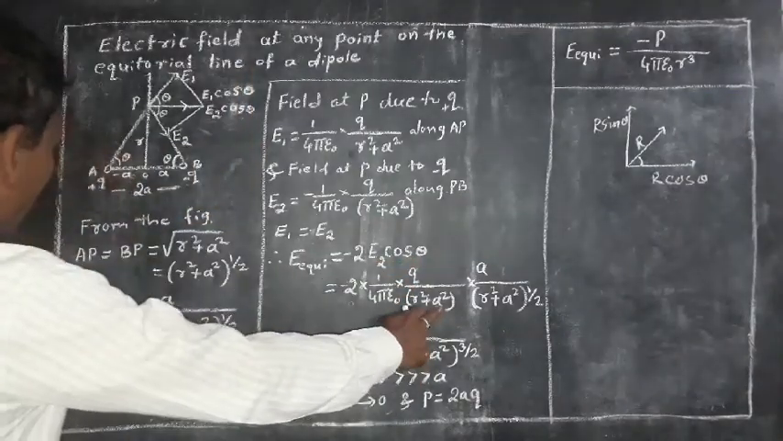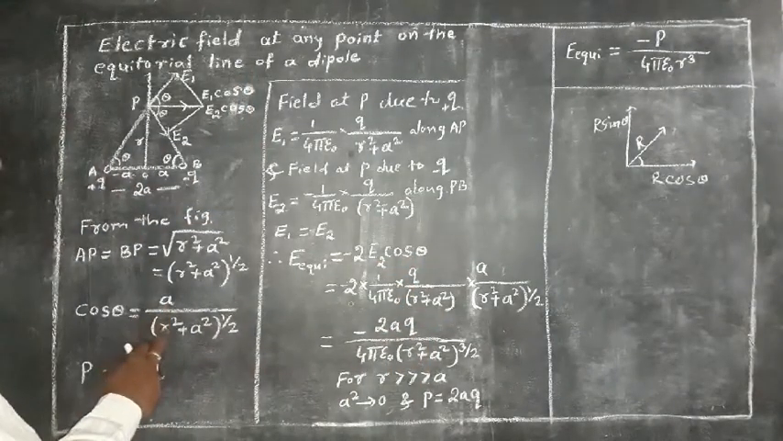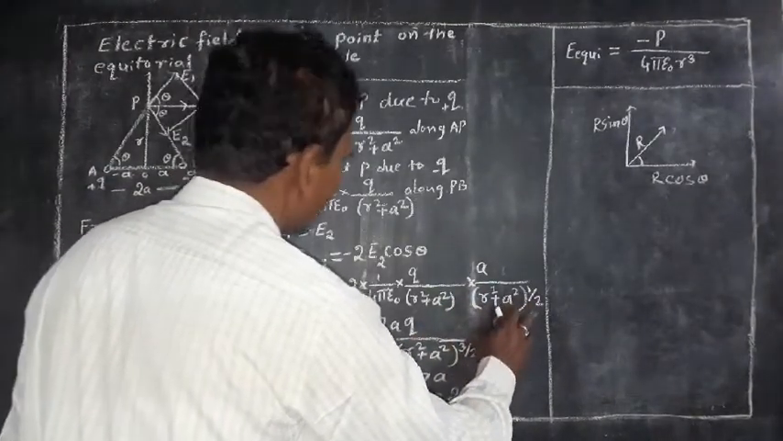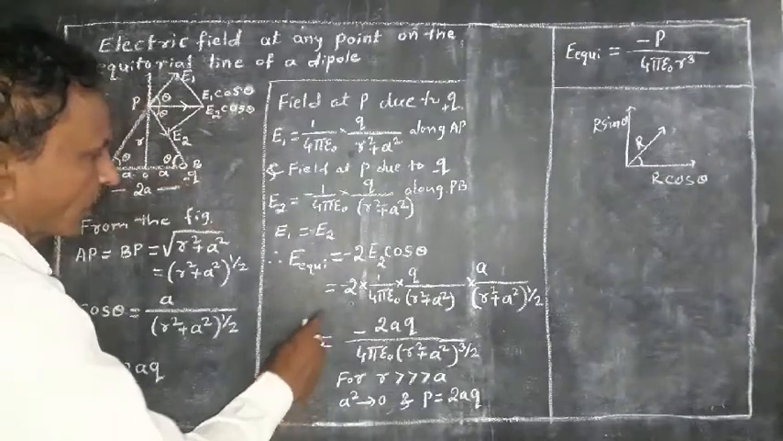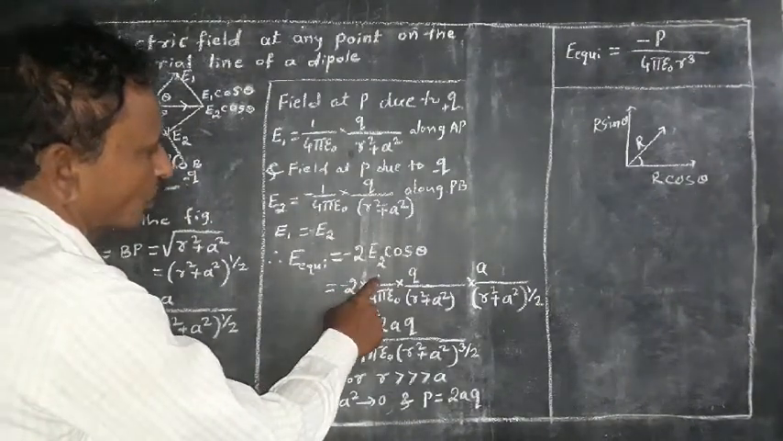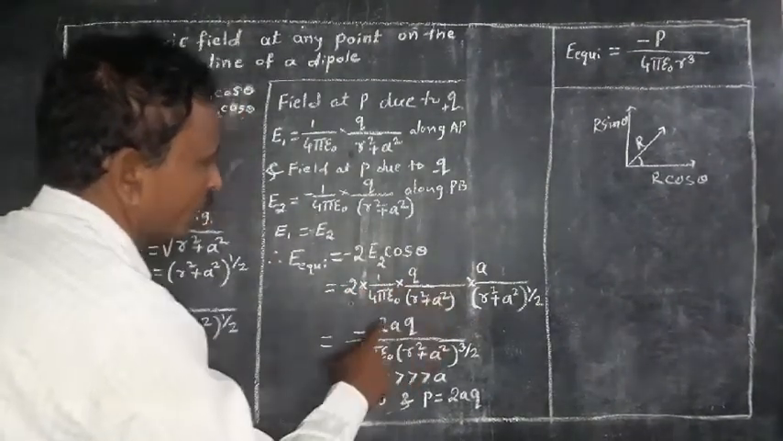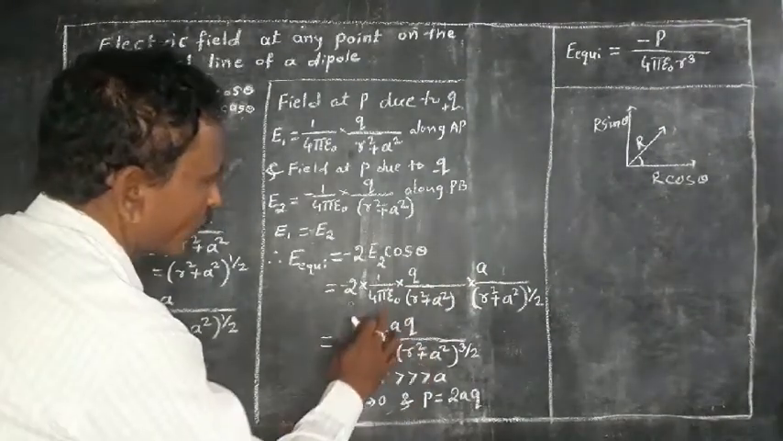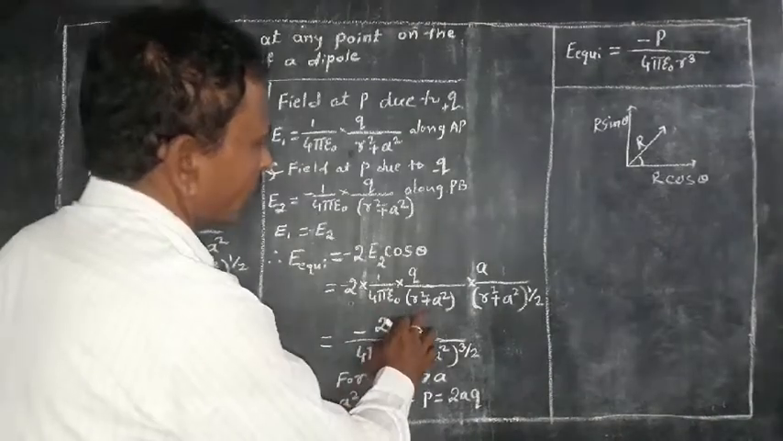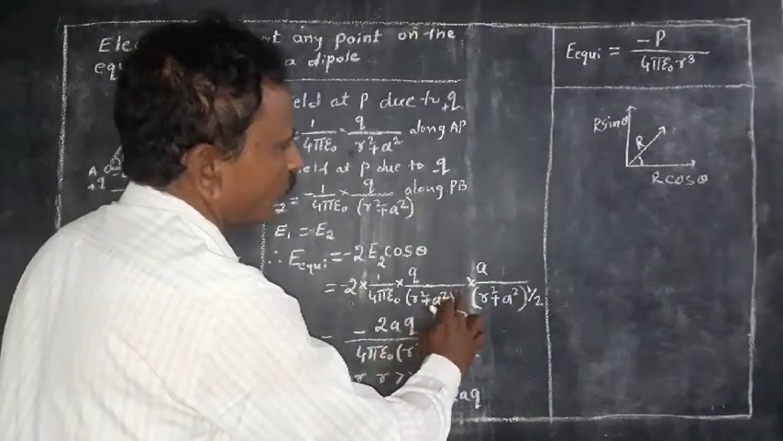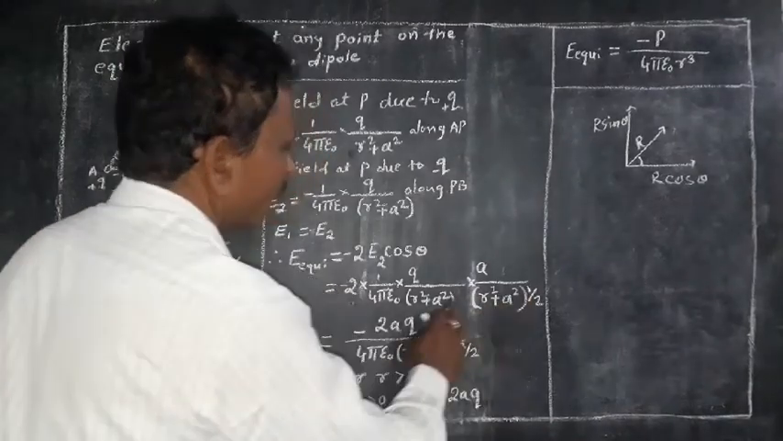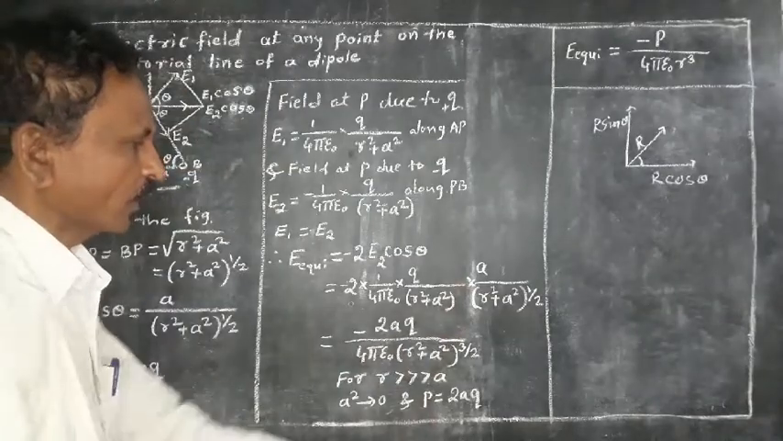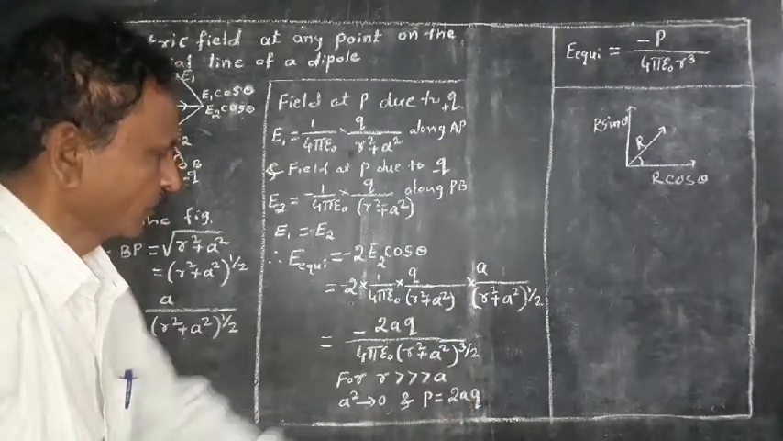And from the figure, cos theta is equal to A upon (R square plus A square) to the power half. Now we can write it as 2 into Q into A, that is 2AQ upon 4 pi epsilon naught, into 1 upon (R square plus A square) to the power 1 into (R square plus A square) to the power half. Since bases are same, powers can be added: 1 plus 1 by 2 is equal to 3 by 2.